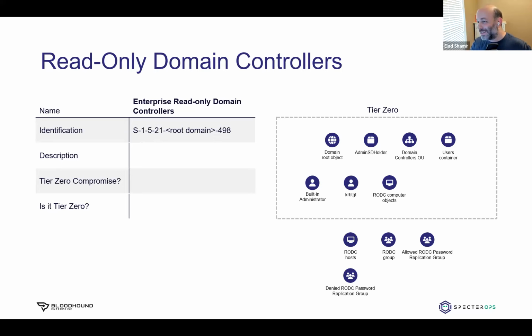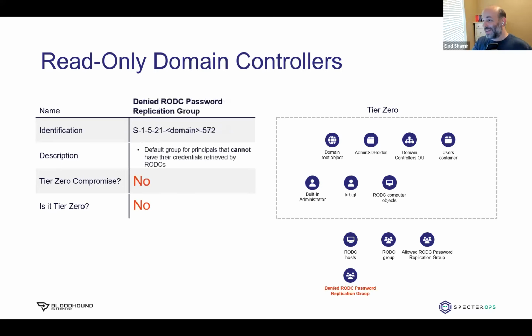By the way, in terms of the denied RODC password replication group, the poll results are that 37% of the participants think that this one belongs in tier 0. So even less than the allowed list. For some reason, a lot of people thought that the allowed list does belong in tier 0, but the denied list does not.